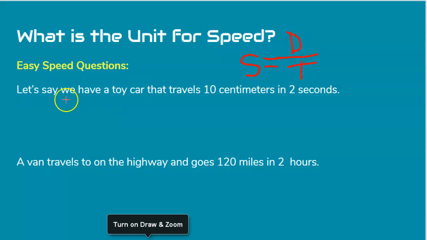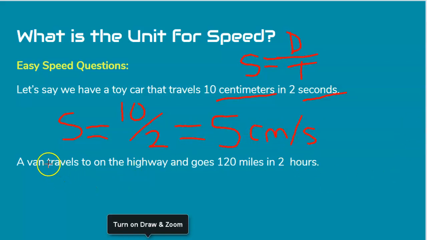Distance divided by time. So in this case, the speed equals the distance. We just looked at distances. The centimeters is distance, so it would be 10 on top, divided by the time. Seconds is a unit of time, divided by 2. So the example, 10 divided by 2 equals 5. Now we need to make sure we get our units correct. 5 by itself is really not the answer. It's 5 centimeters, so we'll put a cm per second, cm/s. That would be the answer, 5 centimeters per second.